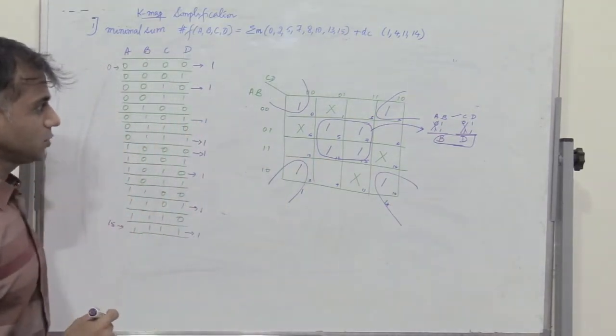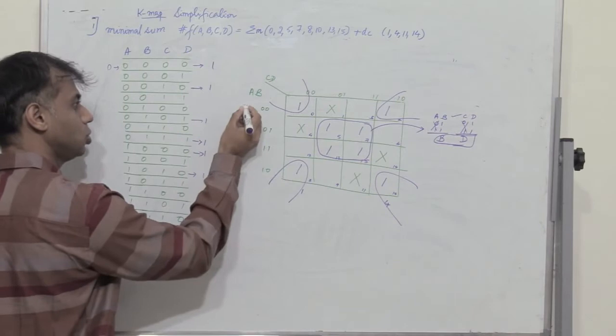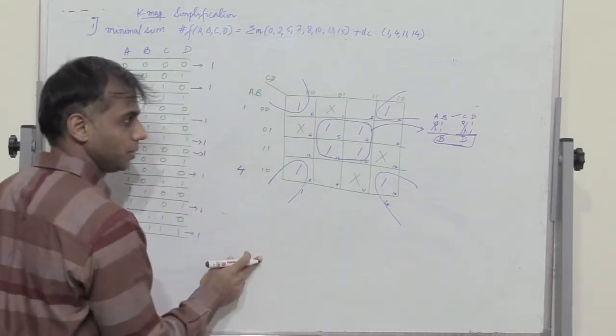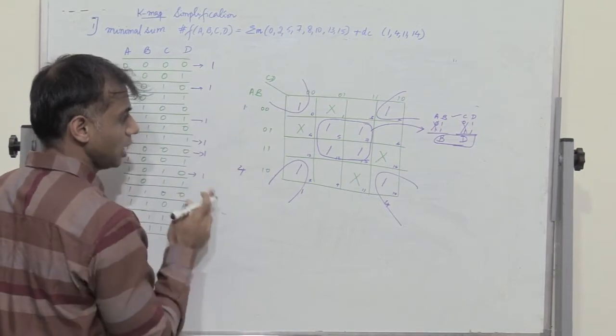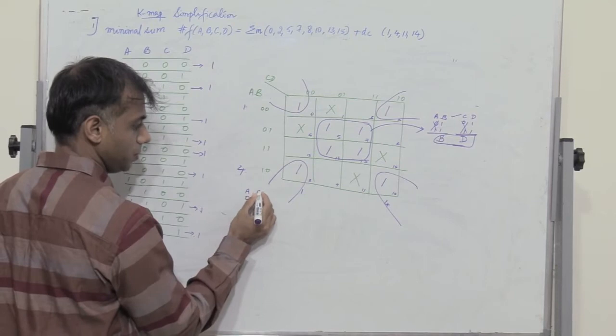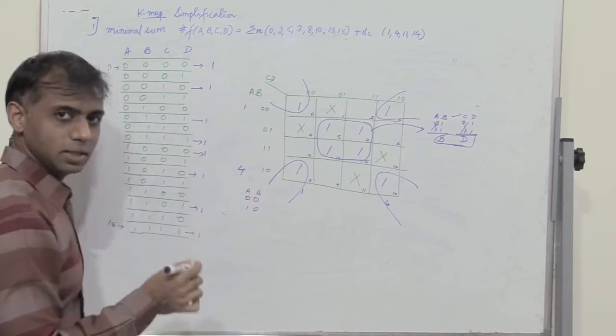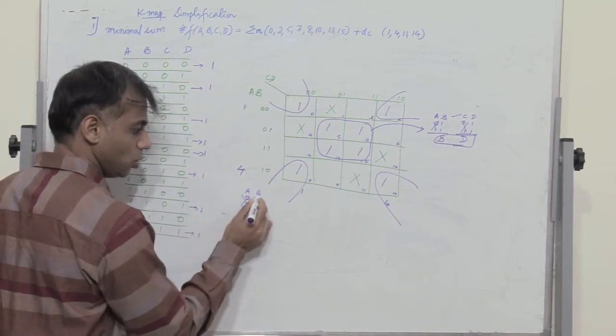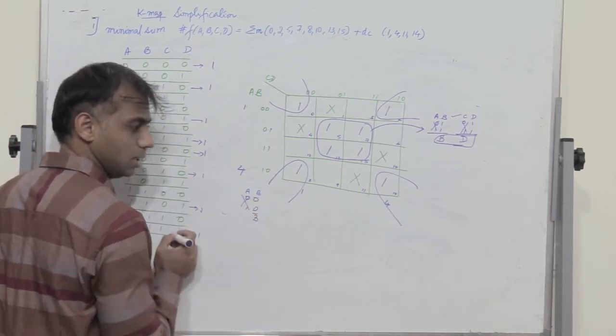So when I combine these four ones, basically I am looking into row 1 and row 4, column 1 and column 4. When I look into the first row and the fourth row, I have 0, 0, 1, 0, A and B. So which variable gets eliminated? A gets eliminated because I have A in complementary.